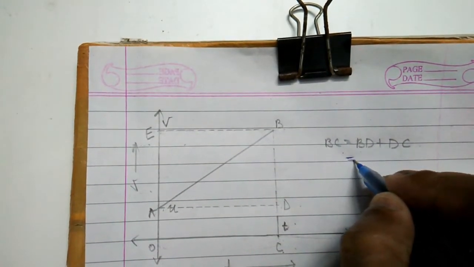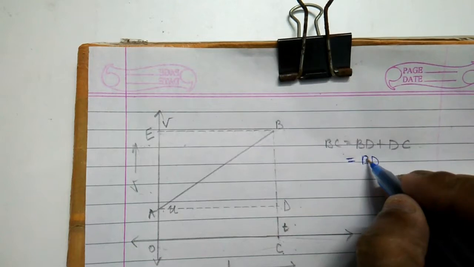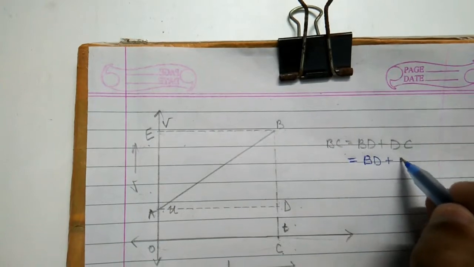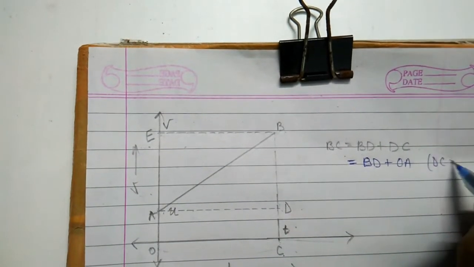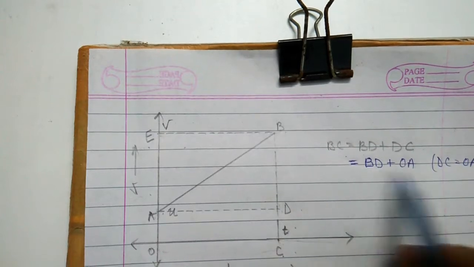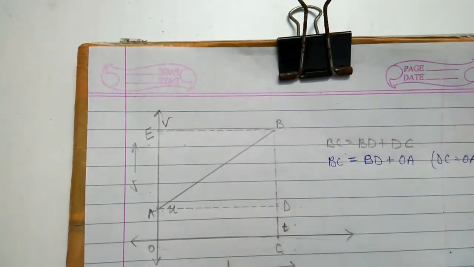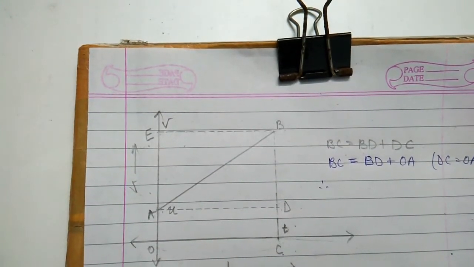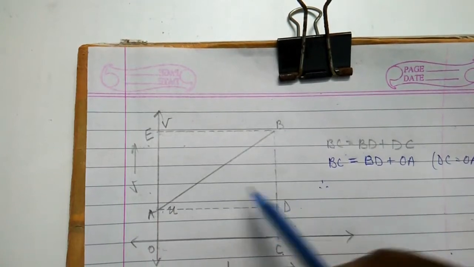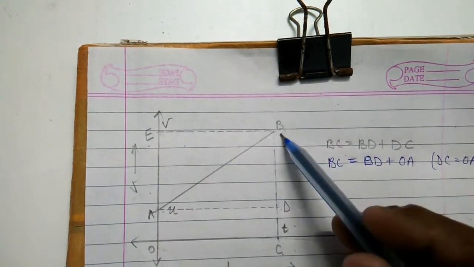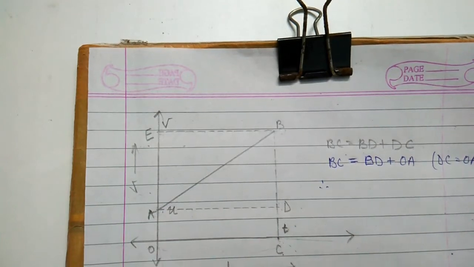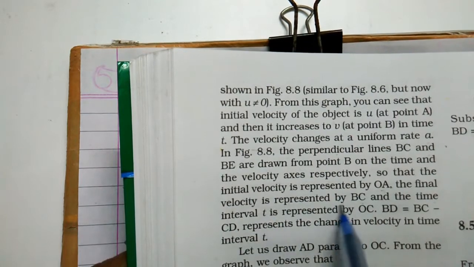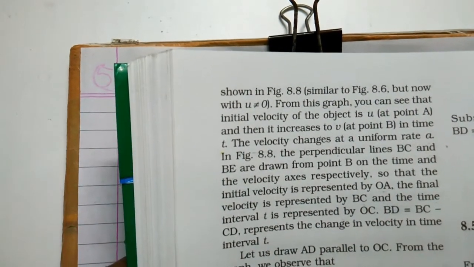We can also write BD, DC. DC is equal to OA. This is BC. Now, BC is equal to V as we have discussed here. The final velocity is represented by BC. Final velocity means V.